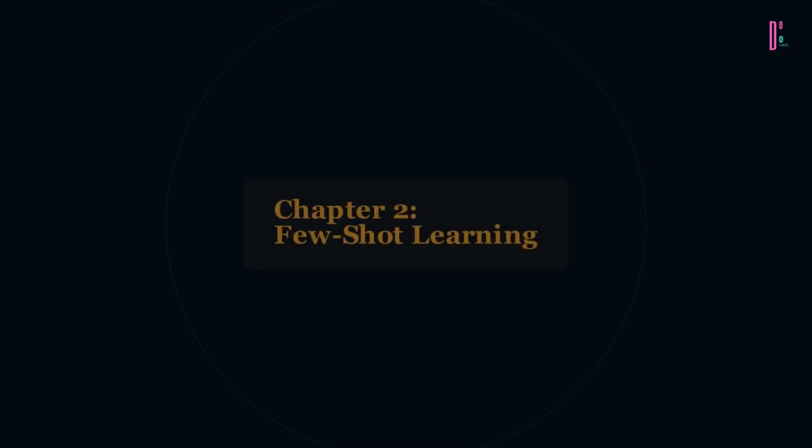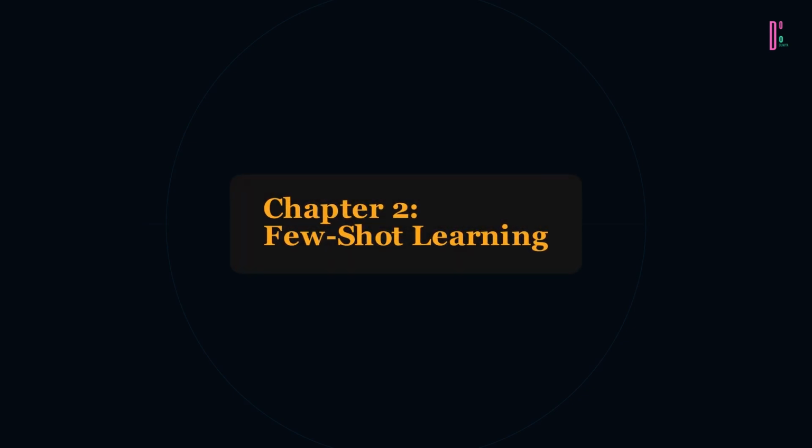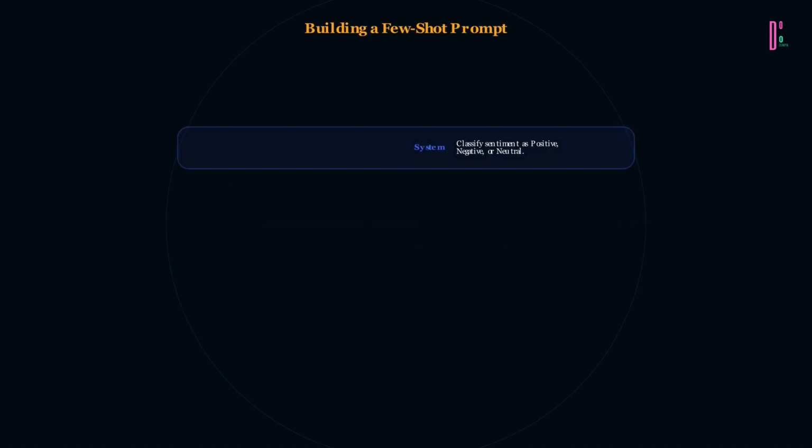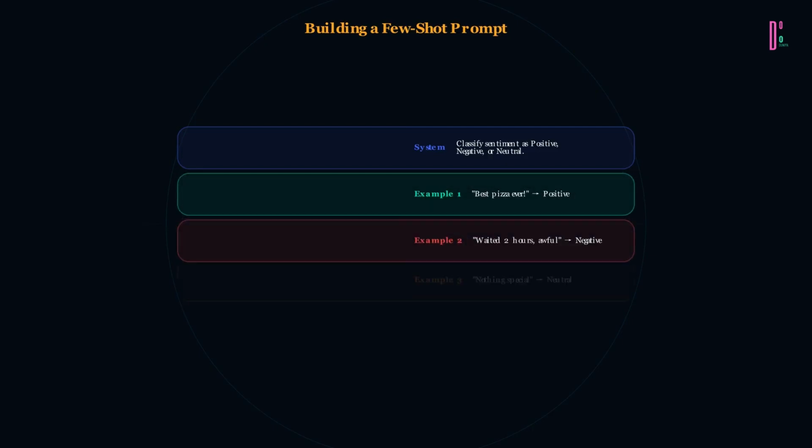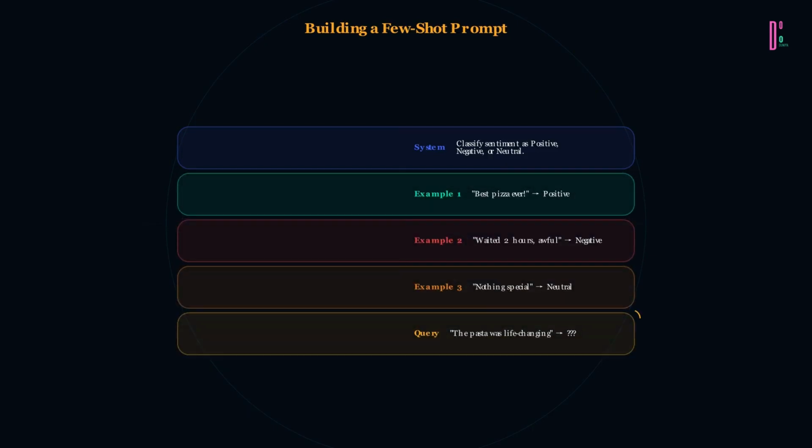If zero-shot is the model thinking on its own, few-shot is like giving it a cheat sheet. In-context learning is the core magic. You write a prompt with a few labeled examples, and the model learns the pattern on the fly without updating a single weight. Watch this.